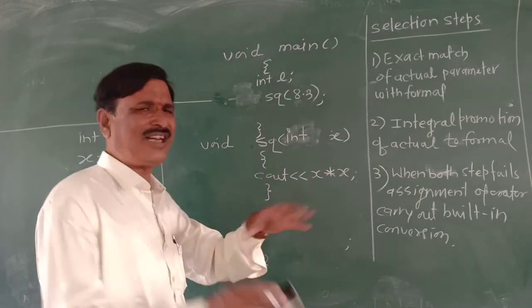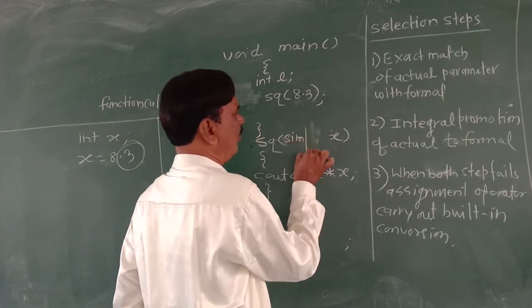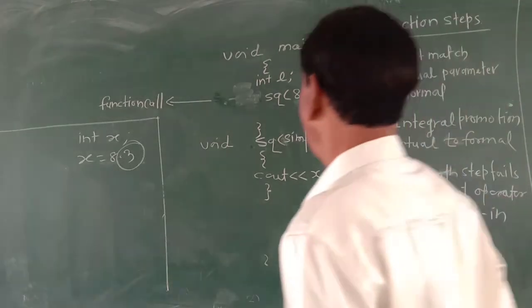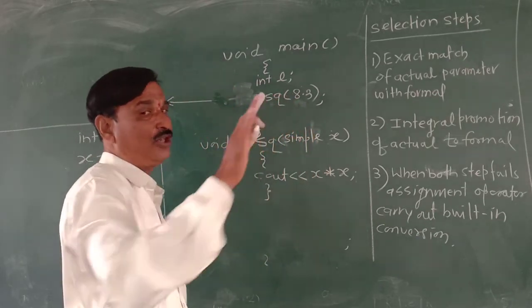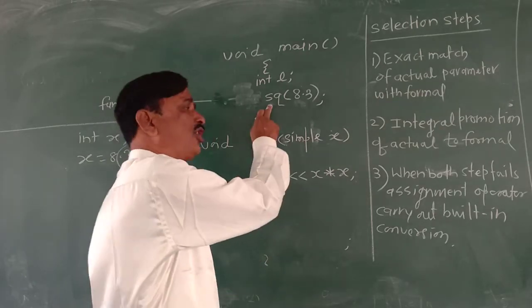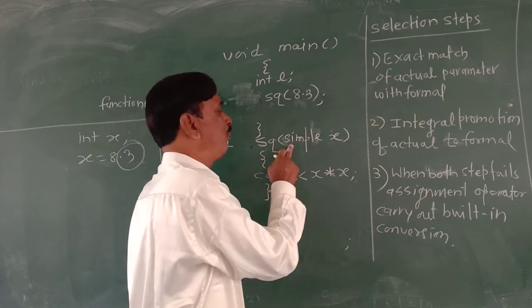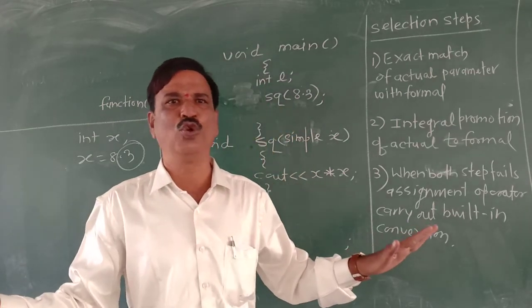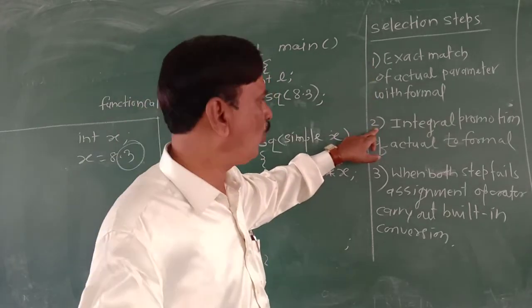Now let us take one more example. Simple x. Now we must see what happens. Function s2 is called, the actual parameter is 8.3, and only one function is there and its formal parameter is an object. Now there is no chance. Exact match fails. The question of integral promotion does not arise.